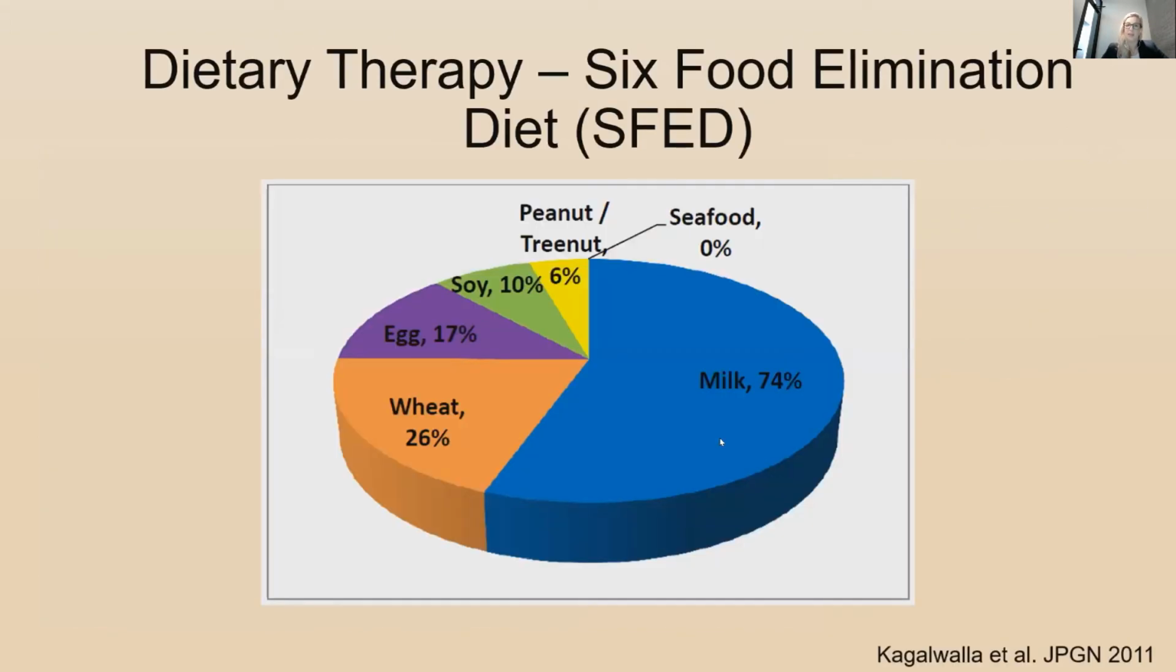Diet. So there are multiple iterations of elimination diets, and maybe most commonly known or commonly used is the 6-food elimination diet. You can see here by far, cow's milk is the most common trigger of EOE, followed by wheat, gluten, egg, soy, and then multiple studies now have shown that seafood and tree nuts actually rarely are triggers for EOE.